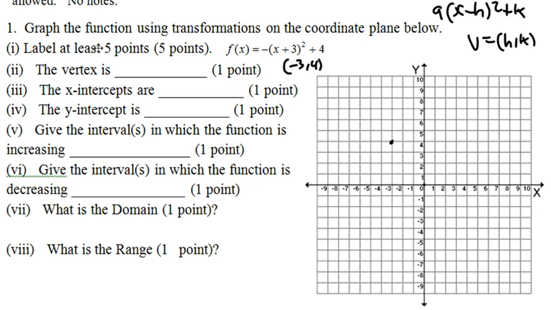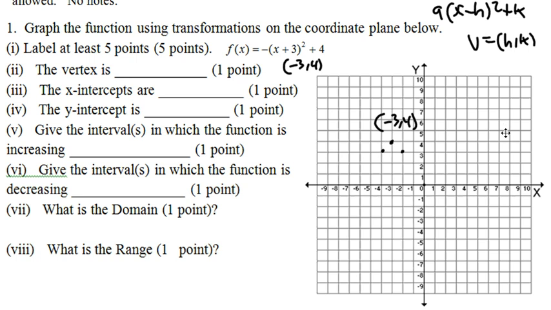It says to label 5 points. So I have 1 point right now, and that's the point negative 3, 4, right? If you are aware of the shortcut, you always go over 1, up 1 times a. So my value of a is negative 1. So over 1, up 1 times negative 1 is negative 1. Since it was negative, I'm going to go down. So there's another point, and then do the other side.